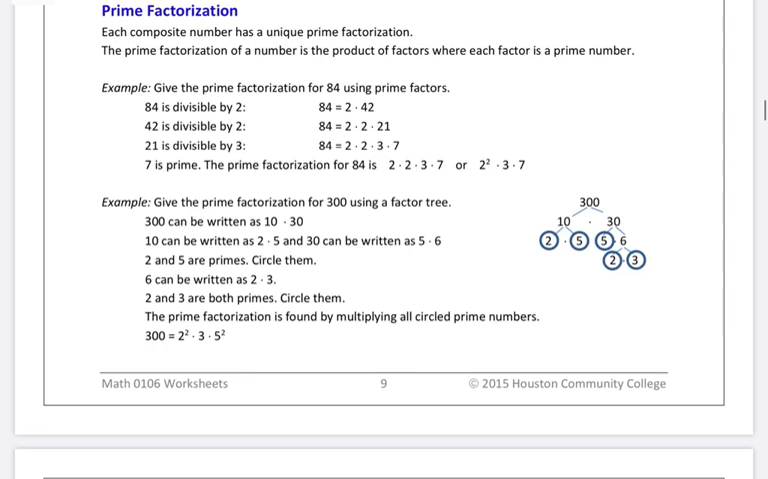So they give you an example. They say 84. Well, 84 breaks down to 2 and 42. And then they break 42 down to 2 and 21, etc., etc. And then they do another example with a factor tree. So here we have the factor tree. The factor tree is what I would do. I think it's a lot easier. So let's run through these. Let's do 84 together.